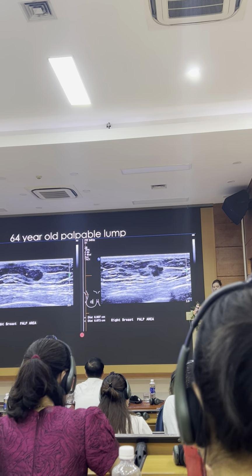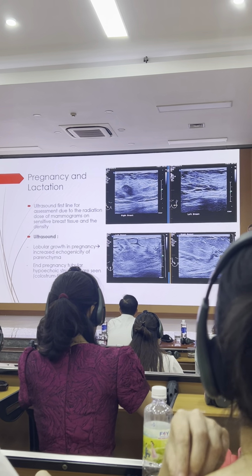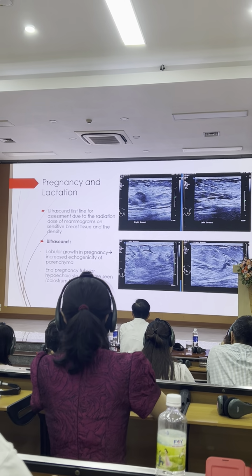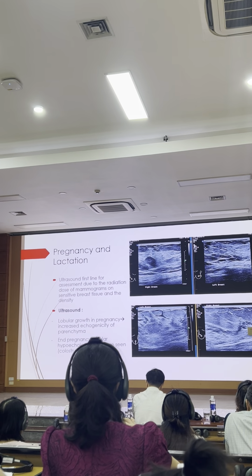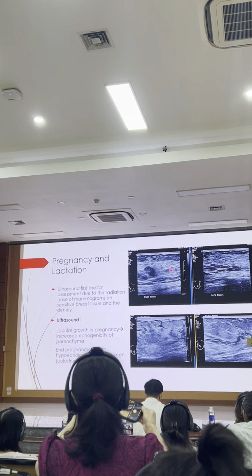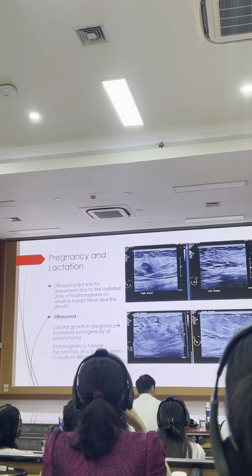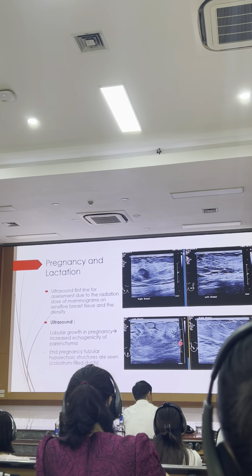So just a little bit about pregnancy and lactation, because I know this was covered yesterday. As we mentioned before, ultrasound is the first line of assessment, really due to the radiation dose of mammograms on sensitive breast tissue and also the density of the breast tissue. On ultrasound, these are the images of the changes associated with pregnancy. You get lobular growth, which results in increased echogenicity of the breast parenchyma, as you can see up here. And at the end of pregnancy, you start to get tubular hypoechoic structures here, which are the colostrum fluid ducts.